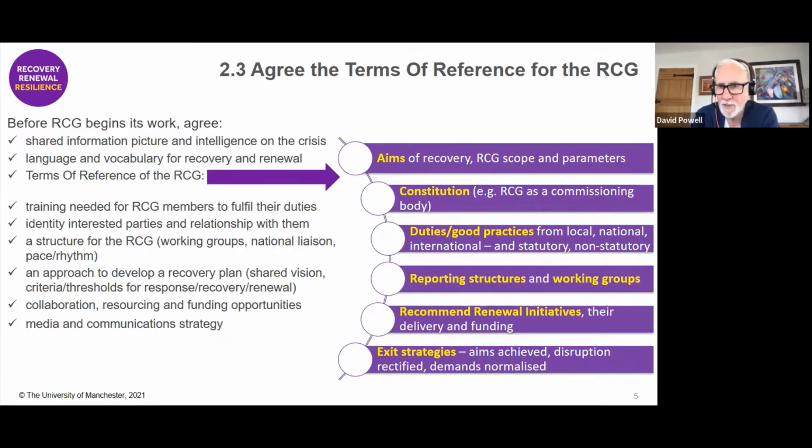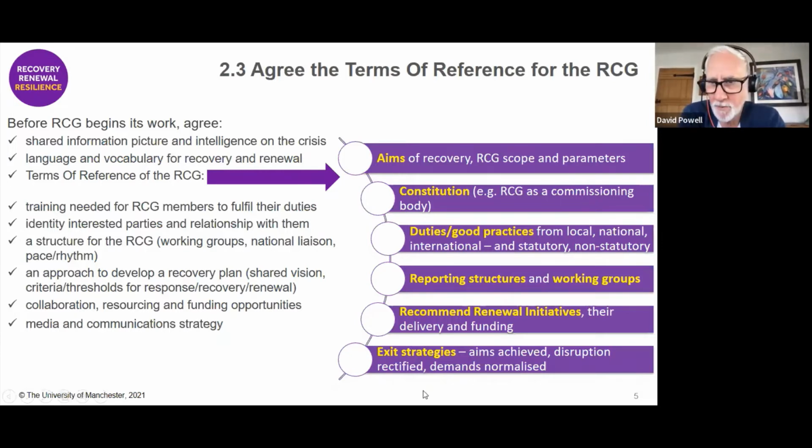Talk about training if there's a need to bring members up to speed for their knowledge or their understanding of their roles. Right the way through to the way that you might support them through working groups, thematic groups that will deliver some of the objectives set out. And Duncan's already mentioned the media and communication strategy being core to that.